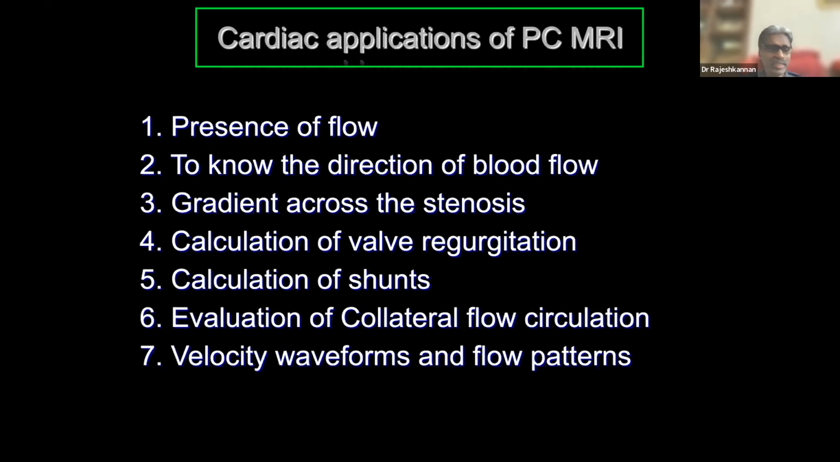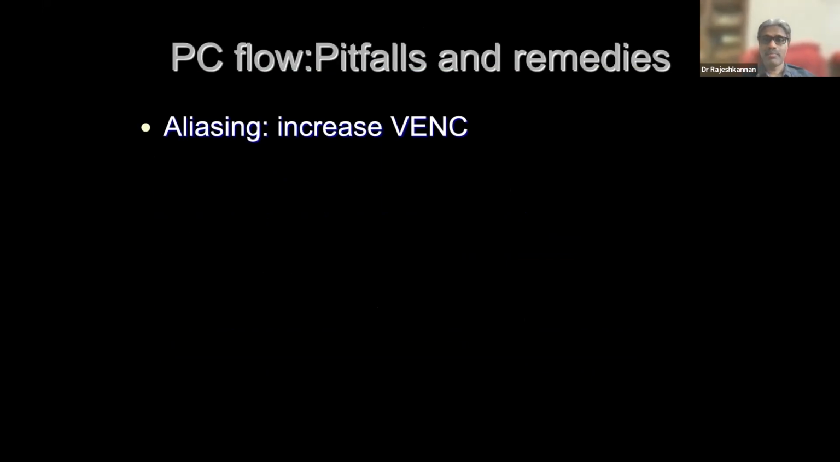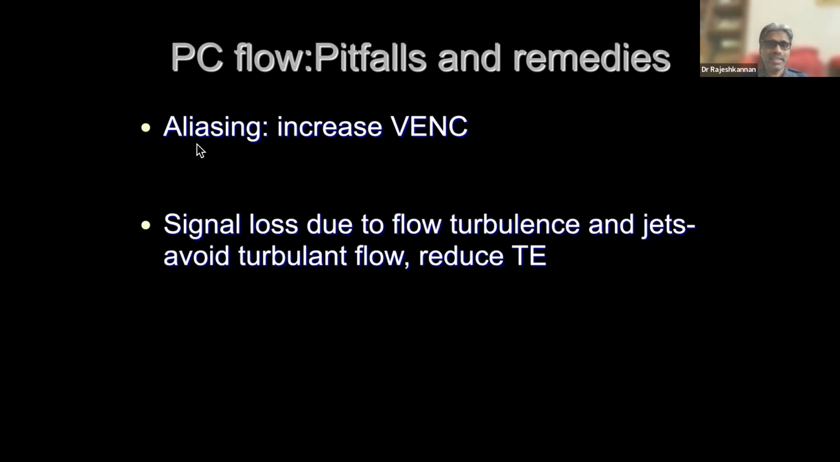Okay, so we'll continue with my talk. The last part of my talk is on the pitfalls and their remedies. Whenever we are doing any imaging, it's very important to know what the different types of artifacts are which we can get, and how to overcome them. One of the most important and simplest artifacts is the so-called aliasing artifact, and the identification and remedy are very simple. You just have to increase the venc.